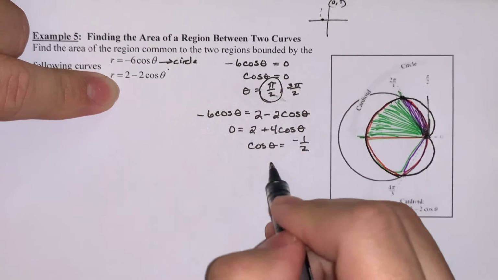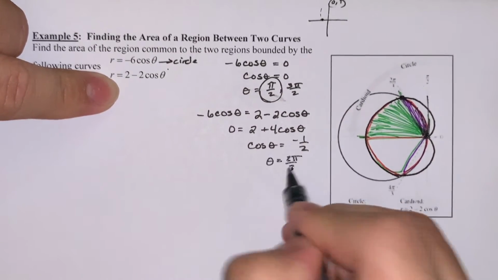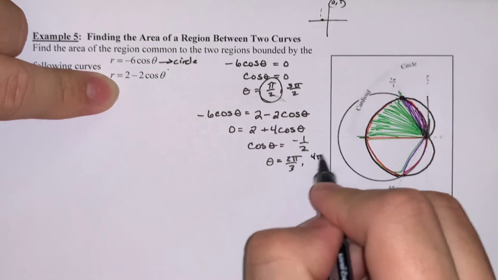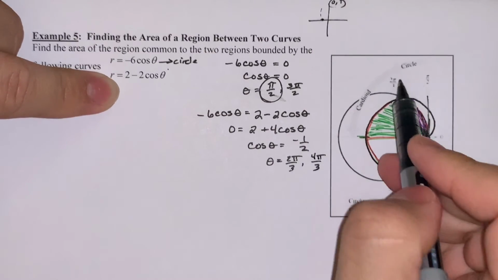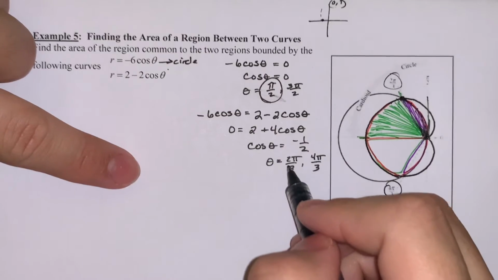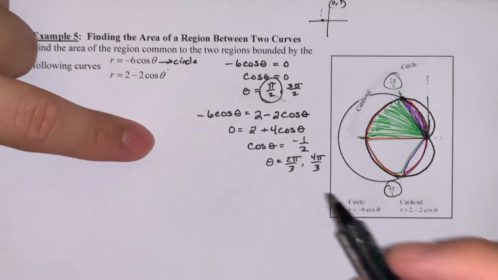So in this region, it's going to be theta equals 2 pi over 3, and down here, it'll be 4 pi over 3. All right, I promise I was not even looking at these. I'm pretty good with my unit circle. But anyways, I am pretty good. No, not really. But whatever.